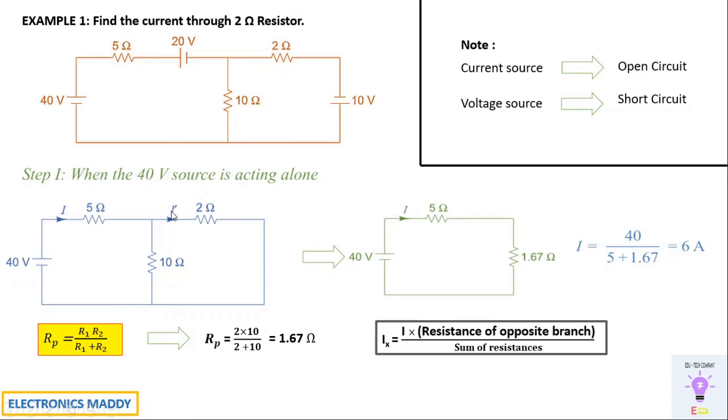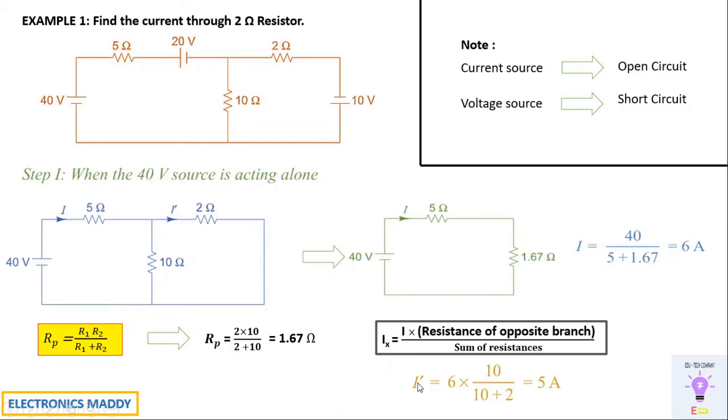How can we do that? Just look at this. The current division rule, in case you have missed this video, please do watch it. It will be included in the description. So the current division rule formula is given as Ix is equal to I into resistance of opposite branch divided by sum of resistances. So Ix, in this case, we are supposed to find the current flowing through the 2 ohm resistor.